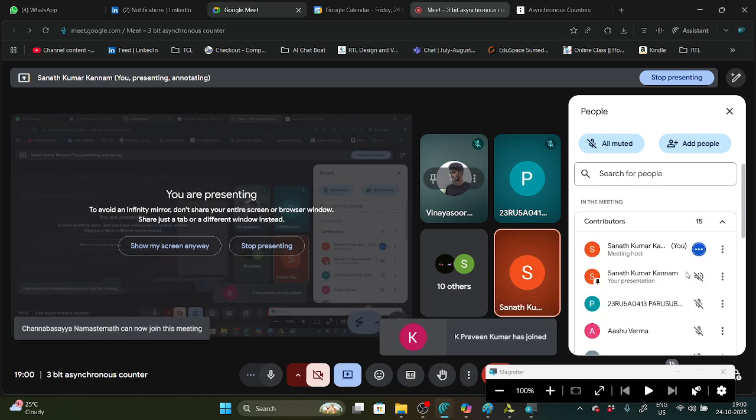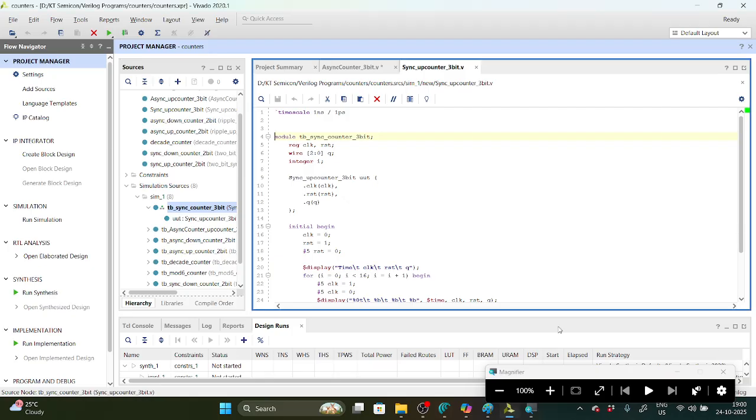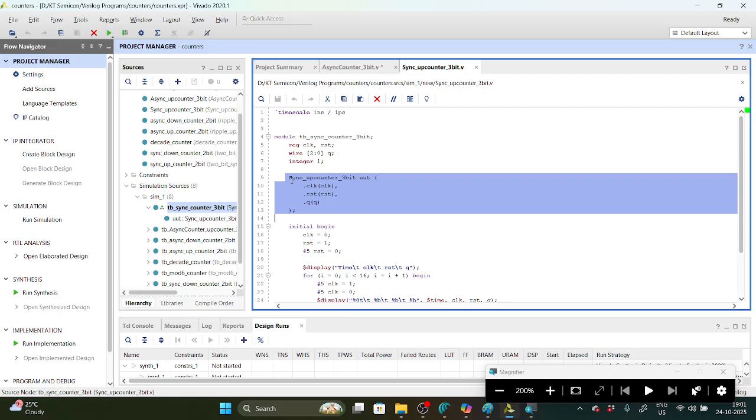So whatever the input variables are, I need to initialize. Module TB underscore asynchronous counter underscore 3-bit reg, whatever the inputs are, I need to initialize with clock. Only 5 steps are there for the test bench. Whatever the outputs are, I need to initialize with wire data type, using a vector 2 down to 0 q, and integer i, and I need to instantiate.